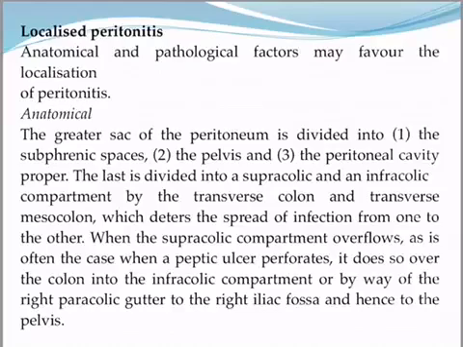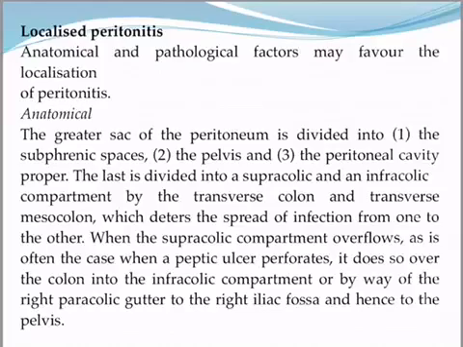What are the factors making the peritonitis localized? There are anatomical factors and pathological factors. Anatomical factors: the peritoneal cavity is divided into the greater sac and lesser sac. The lesser sac is behind the stomach, while the greater sac, which is the biggest one, will be subdivided into pelvic, subphrenic spaces and the greater sac proper. Again, the greater sac proper is subdivided into a supracolic compartment and infracolic compartment.